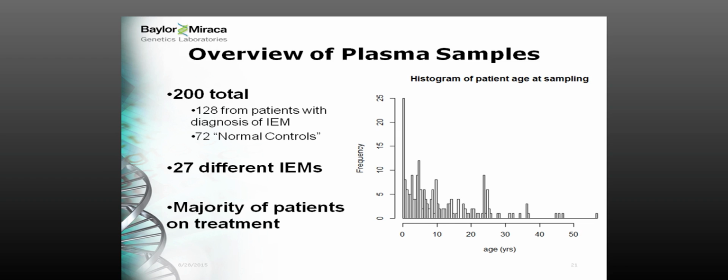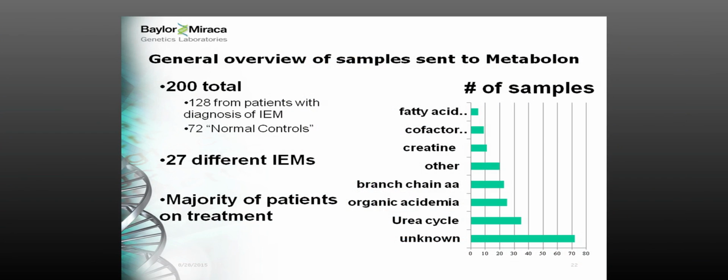And I want to emphasize that the majority of the patients with inborn errors of metabolism were actually on treatment. I'm saying that because I want to show the limitation of that, but also that even on treatment, we were reliably able to identify various inborn errors of metabolism. So this is just a breakdown of the different categories. You can see we had a smattering of all sorts of different inborn errors of metabolism, and I'll go through some specific diagnoses in a moment.